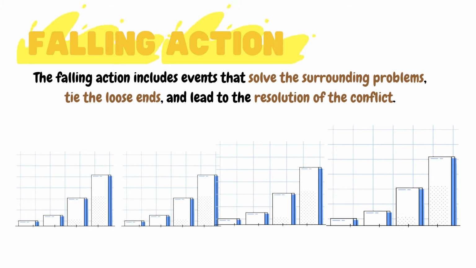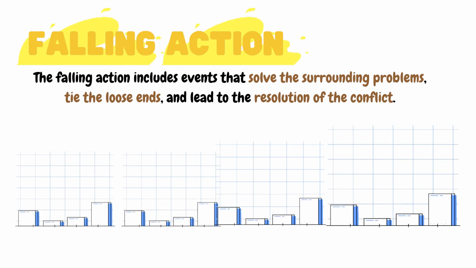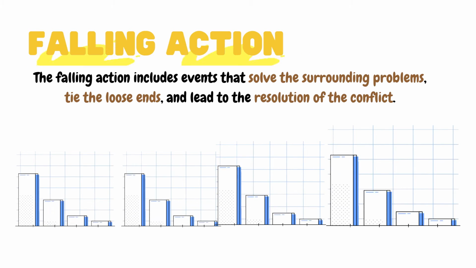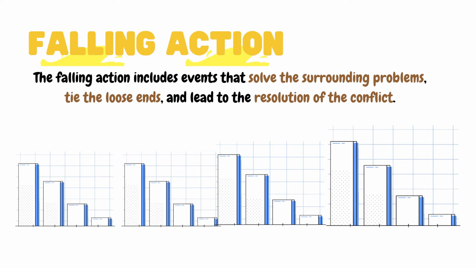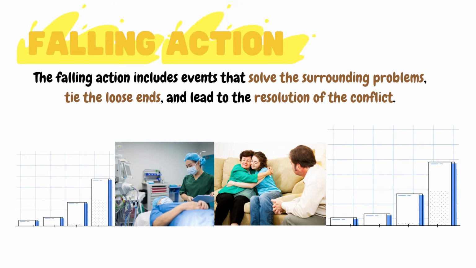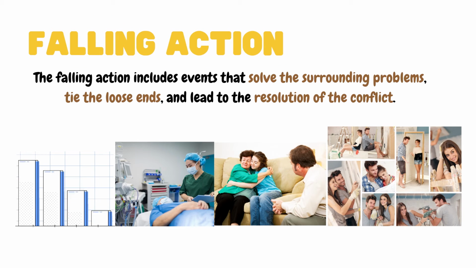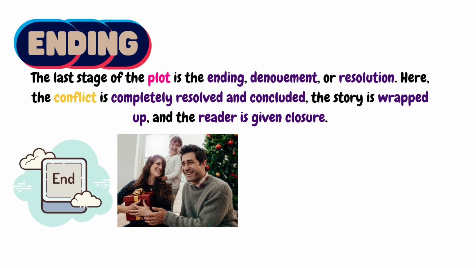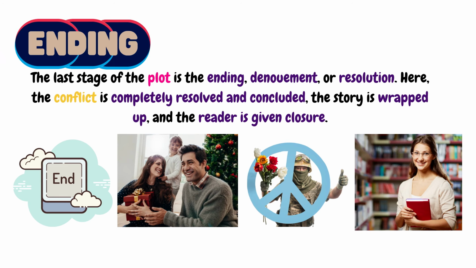Falling action. The climax is followed by the fourth stage of the plot, the falling action. This is where the story starts to wind down. The falling action includes events that solve the surrounding problems, tie the loose ends, and lead to the resolution of the conflict. Ending. The last stage of the plot is the ending, denouement, or resolution. Here, the conflict is completely resolved and concluded, the story is wrapped up, and the reader is given closure.